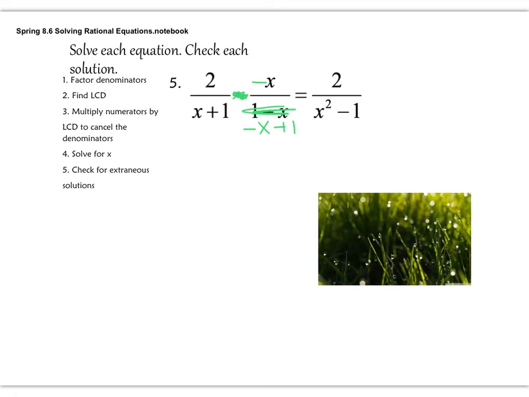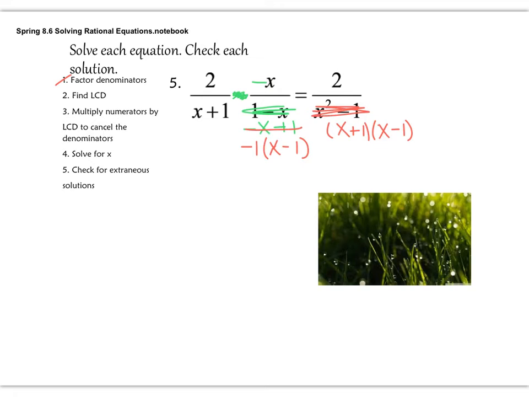They have to be written in standard form. All right, so step 1, factor denominators. So this first one does not factor. The second one, I can take out a negative 1 to change that to x minus 1. And this one is a difference of squares, my favorite, x plus 1, x minus 1. All right, that is step 1.